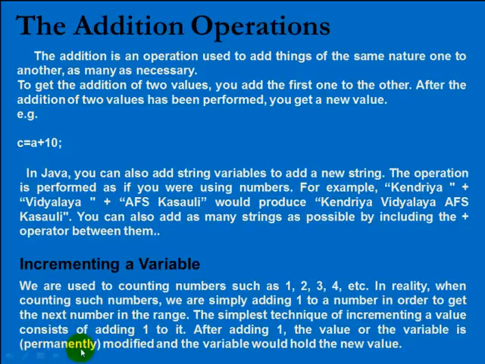Here permanently means the previous value is discarded and the new value is stored. In a variable we can store a single value, and the previous value is modified by adding 1 to it and the new value is stored in it. If we perform the same operation once again, then the current value will be modified, 1 will be added to it and the new value would be stored in the variable.